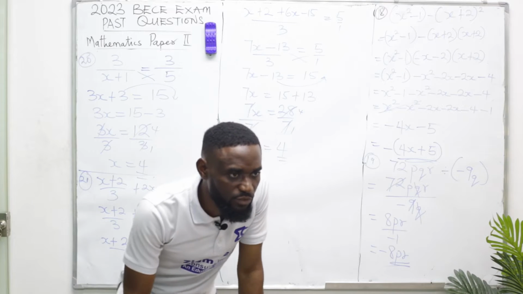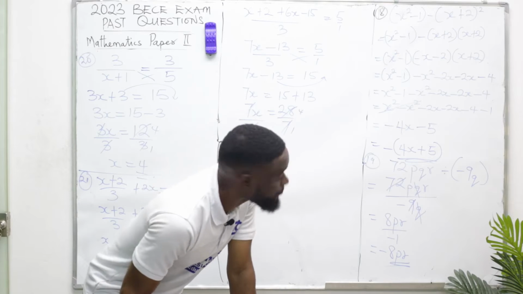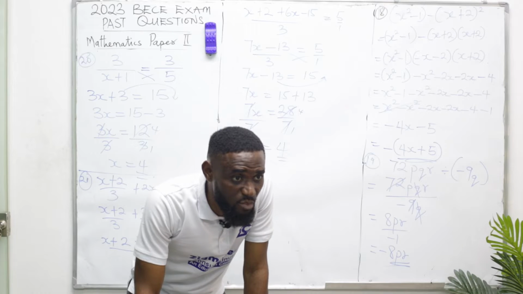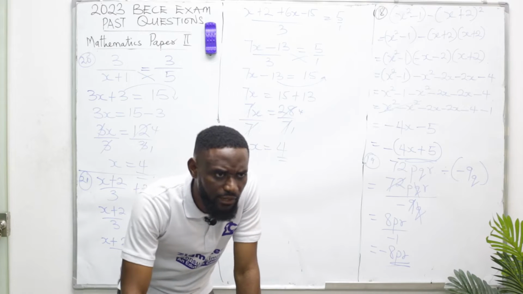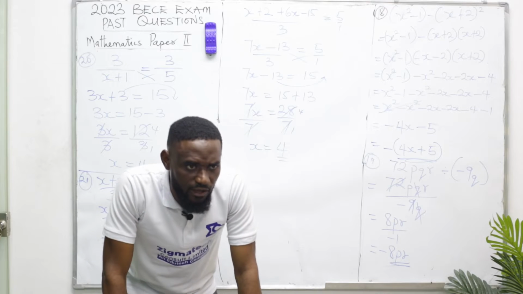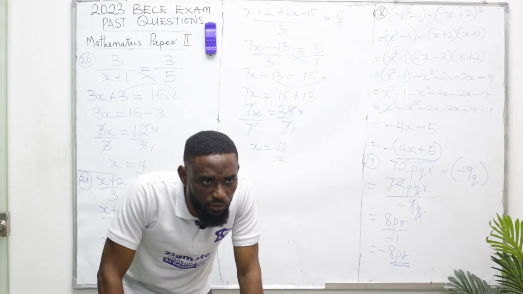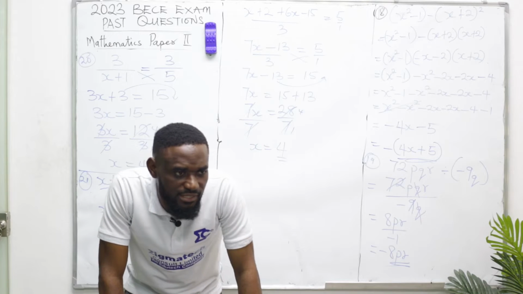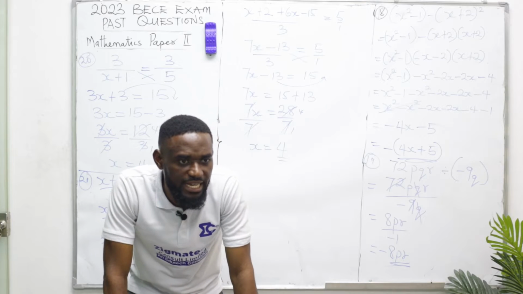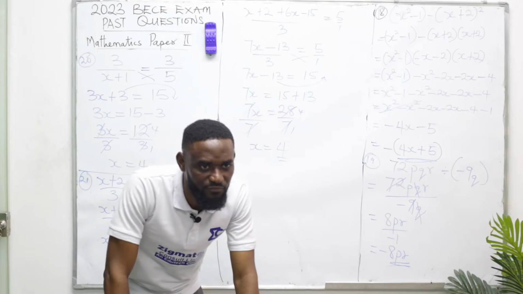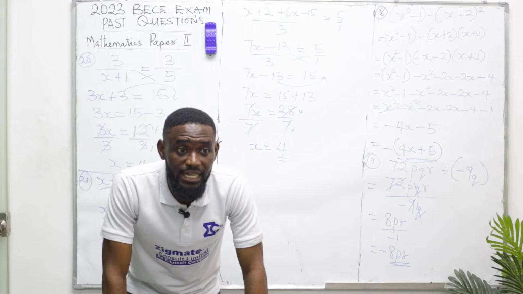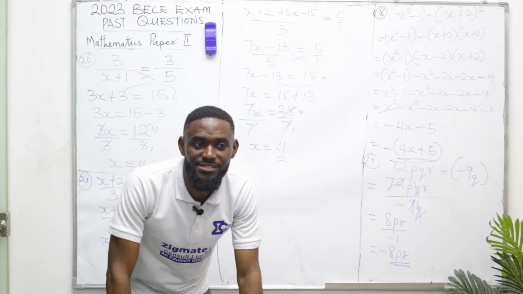Okay, so let's go to the next one. 22. Ade's age is 56 years more than his son. If the son's age is W years, find the value of W when the sum of their ages is 76 years. This looks like a simultaneous equation.